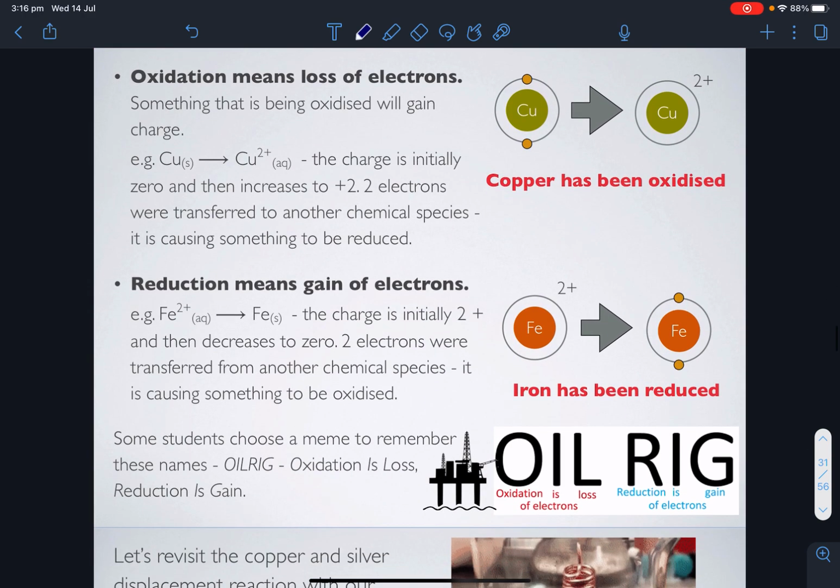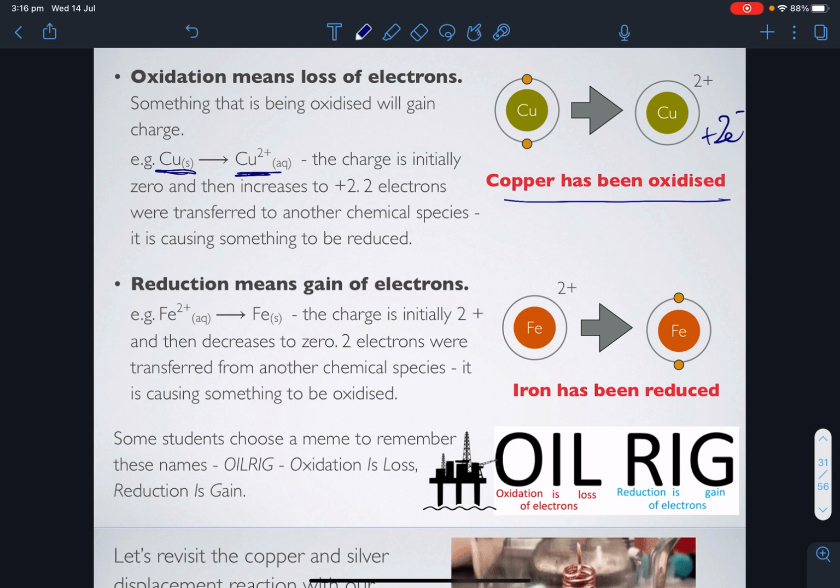Okay. Oxidation means loss of electrons. So something that's being oxidized will gain charge then. Here in my example, I've got copper going to copper 2 plus. Okay. Here initially the charge is 0, then it increases to plus 2. 2 electrons were transferred. 2 electrons went somewhere. So it lost electrons. So here copper is being oxidized. It's going from 0 charge up to 2 plus charge.